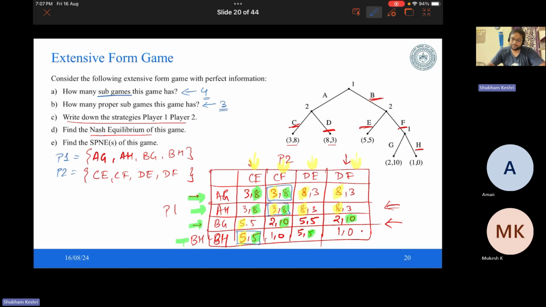So there are 3 Nash equilibriums in this game. I'll write down the Nash equilibriums. So Nash equilibriums are BH, CE. The second is AG, CF. And the third is AH, CF. Is this clear? 3 Nash equilibriums for this game.